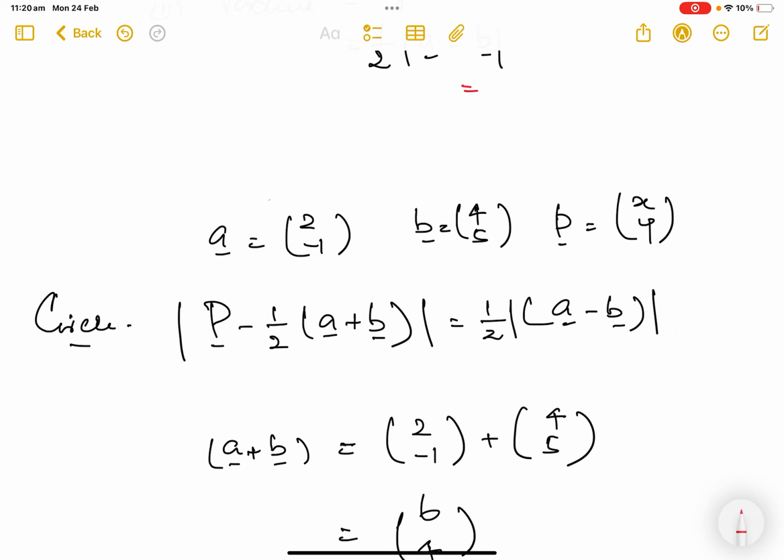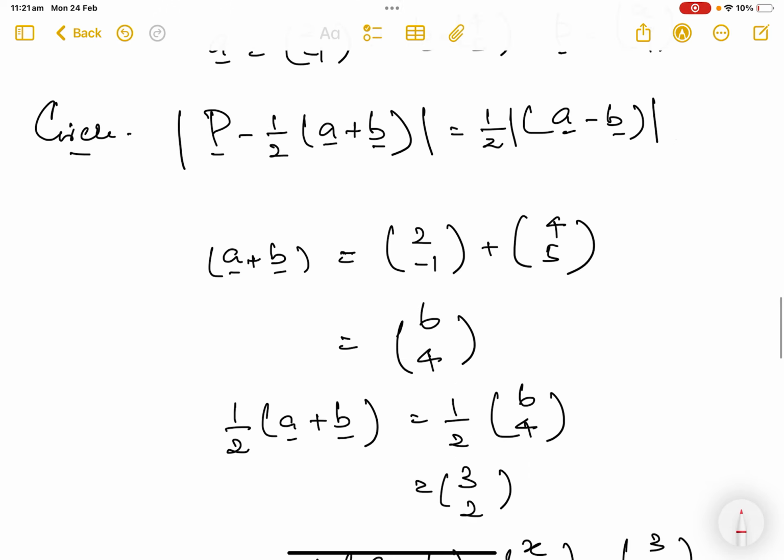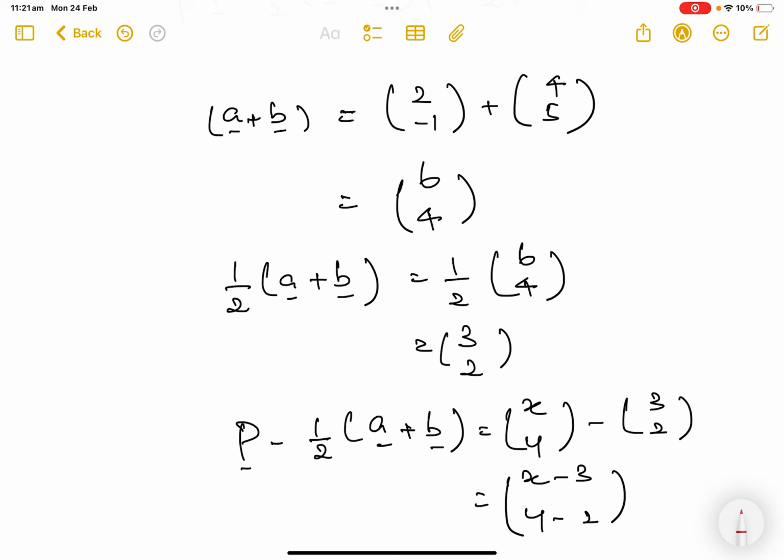We have been given this condition: the modulus of P minus half A plus B equals half the modulus of A minus B. Before we use that, let's find A plus B. A is 2, minus 1, and B is 4, 5. So add the respective components: 2 plus 4 is 6, minus 1 plus 5 is 4. Then half A plus B, multiply by half: 6 divided by 2 is 3, 4 divided by 2 is 2.